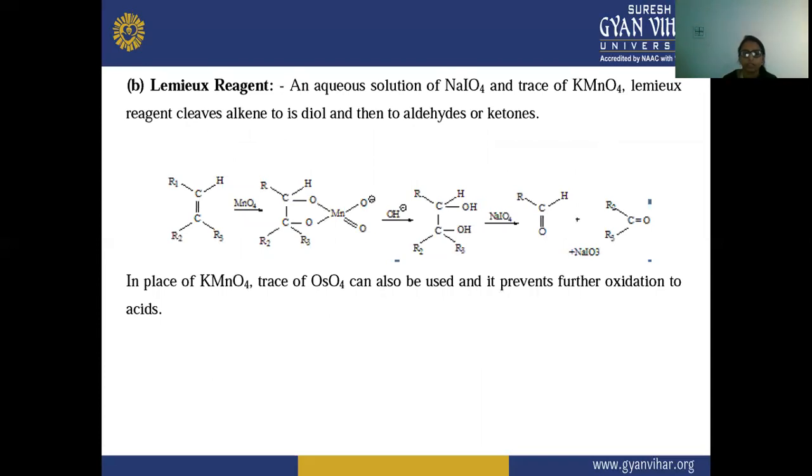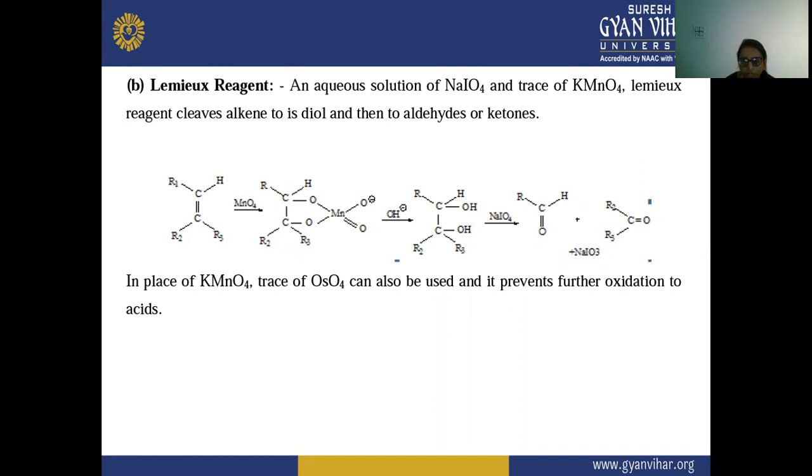Next is the Lemieux reaction. In the Lemieux reaction, an aqueous solution of sodium periodate and traces of KMnO4, the Lemieux reagent, cleaves an alkene to its diol and then to an aldehyde or ketone. Here this alkene is treated with MnO4, and this forms a complex here, and again we react it, catalyzing it with base, then there is a formation of this alcohol.